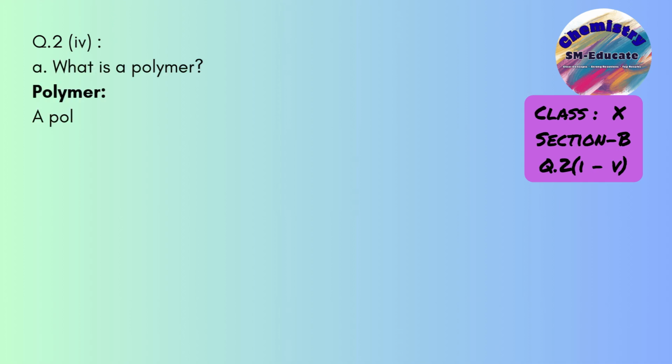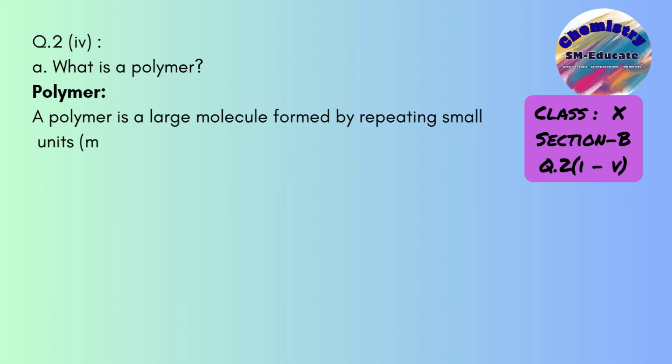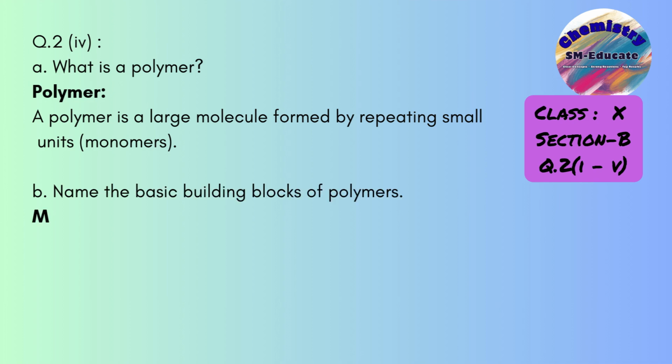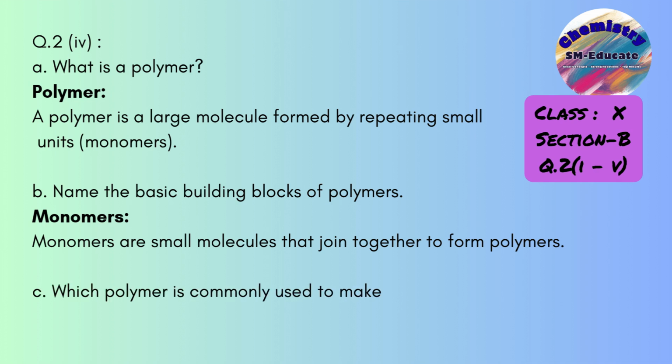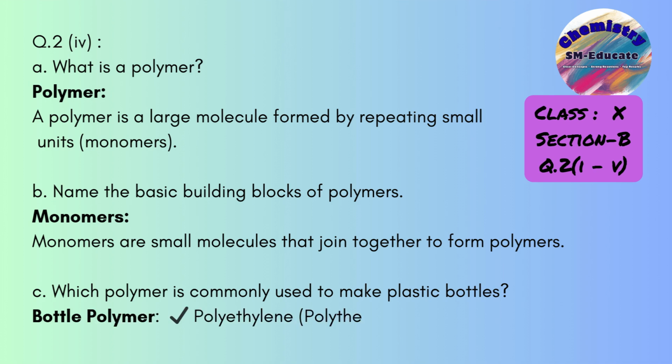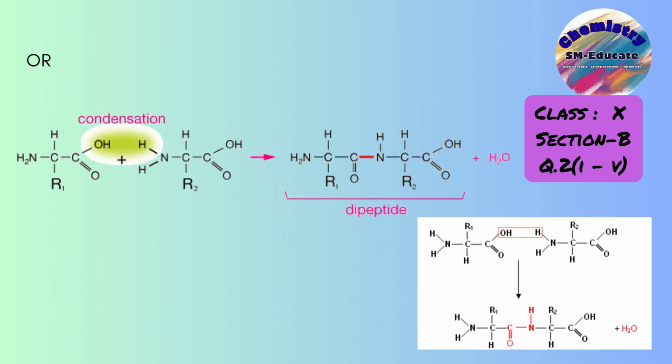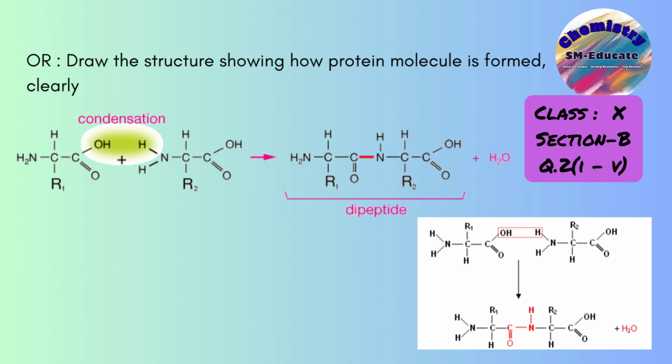A. What is a polymer? A polymer is a large molecule formed by repeating small units, monomers. B. Name the basic building blocks of polymers. Monomers. Monomers are small molecules that join together to form polymers. C. Which polymer is commonly used to make plastic bottles? Polyethylene, polythene.